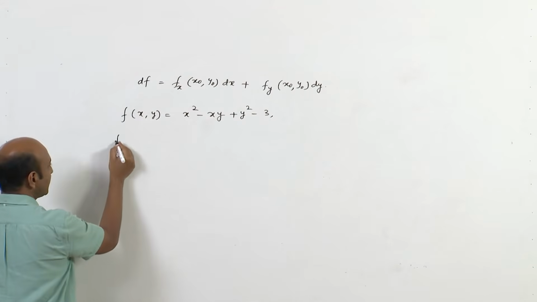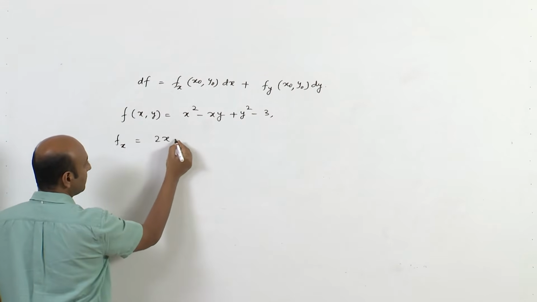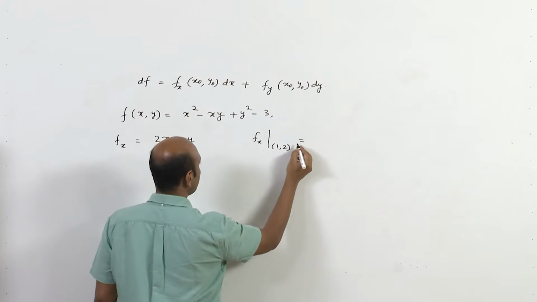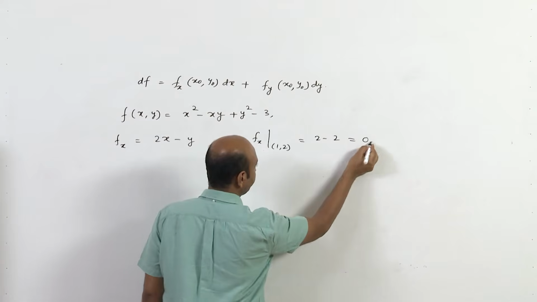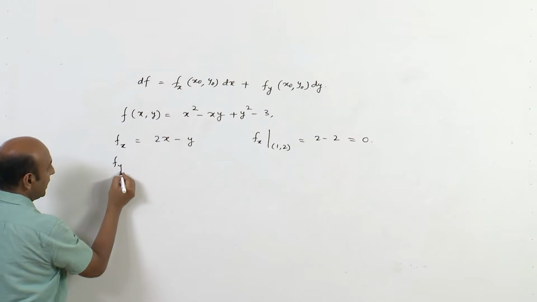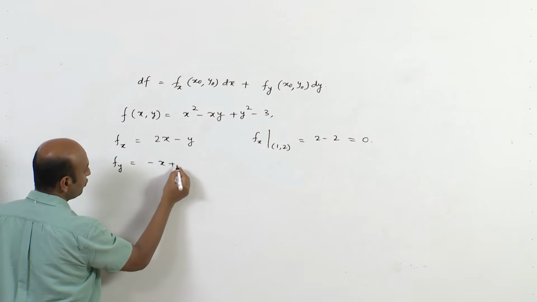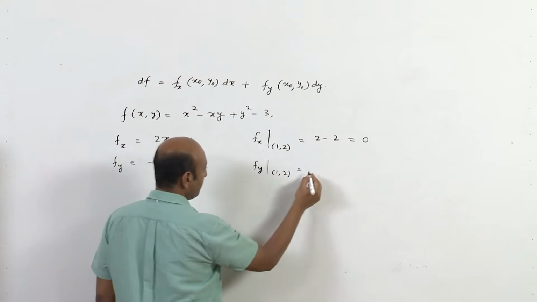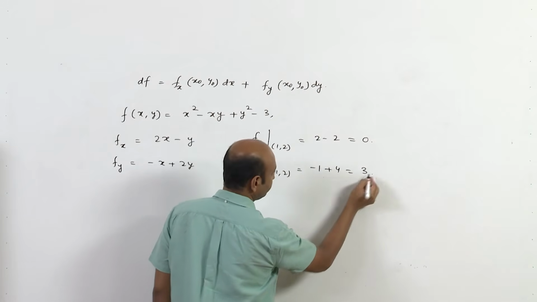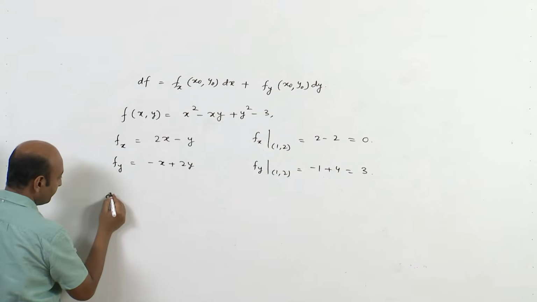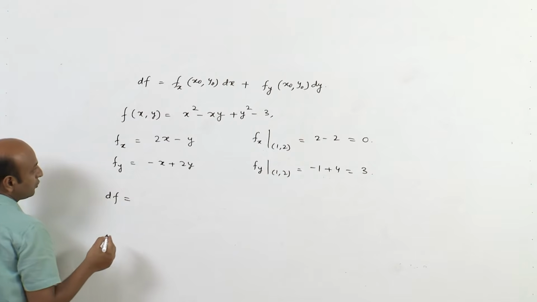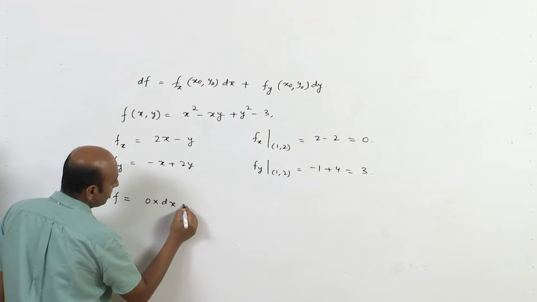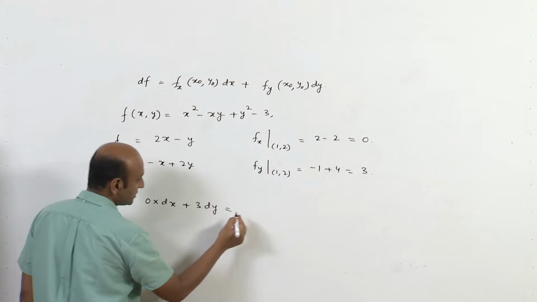First find fx. fx is 2x minus y, and at the point 1 comma 2 it is 2 minus 2, which is 0. Now, fy is minus x plus 2y. So, what is fy at 1 comma 2? It is minus 1 plus 4, that is 3. So, what will be df? df will be fx at 1 comma 2, which is 0, into dx, plus 3 into dy, which is equal to 3 dy.